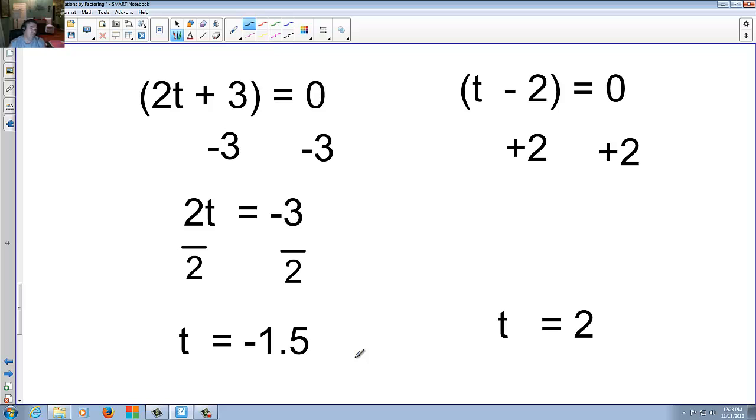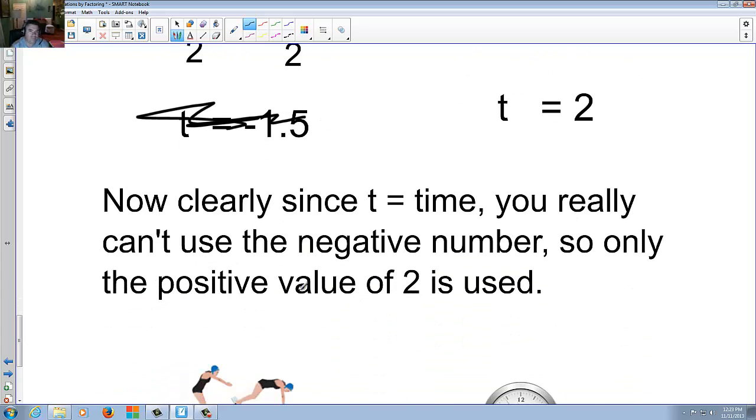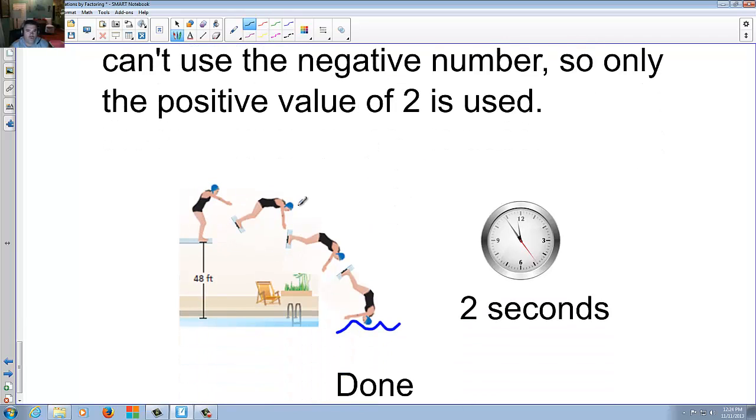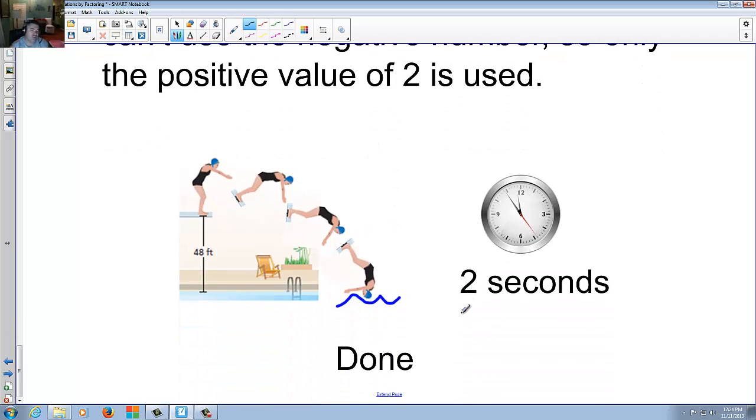But since we can't measure negative 1.5, disregard it. And obviously 2 is the only answer you want. Clearly, since t equals time, you really can't use negative numbers, so the only positive value is the answer. So again, 2 seconds, splash. And we are done.